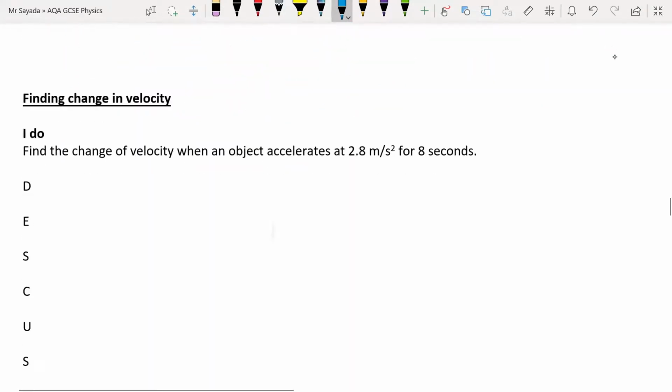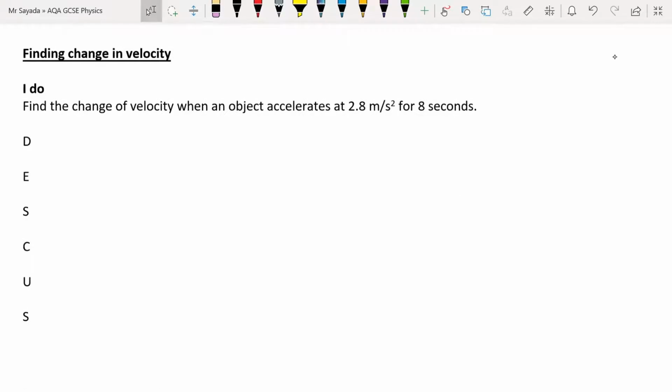Okay, moving on. So we've used the equation to find acceleration. The next thing we're going to do is use the equation to find a change in velocity. So we follow DESCUS in the same way that we always have. So the first thing we do is D. What does D stand for? Hopefully you've said data. So what is the data that we know in the question? Say your answer to the video.